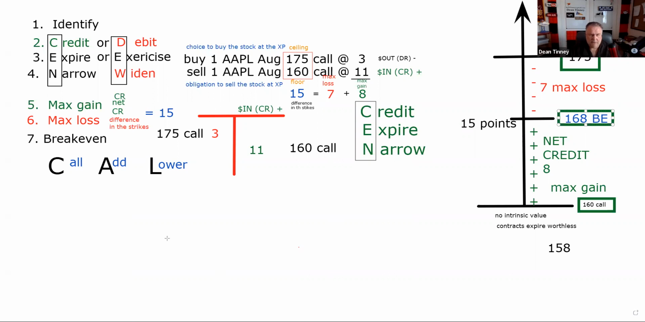So let's just put that in our menu over here. We're going to take the lower strike. Now, I don't mean lower on the whiteboard we're looking at. I mean lower numerically, right? So, that's what I mean. So we're going to take 160. We're going to add the net premium. Doesn't matter if it's a debit or credit. Doesn't matter, whatever that is, 168.